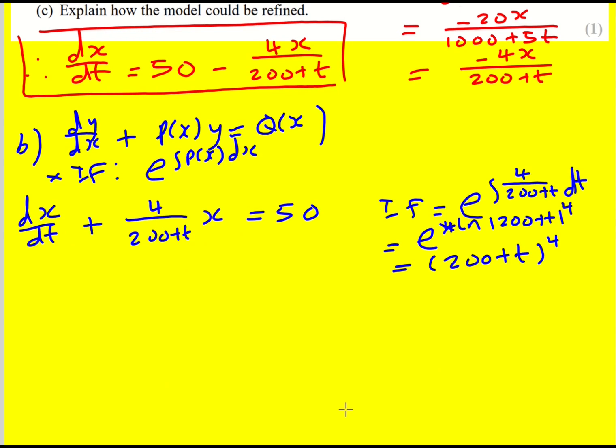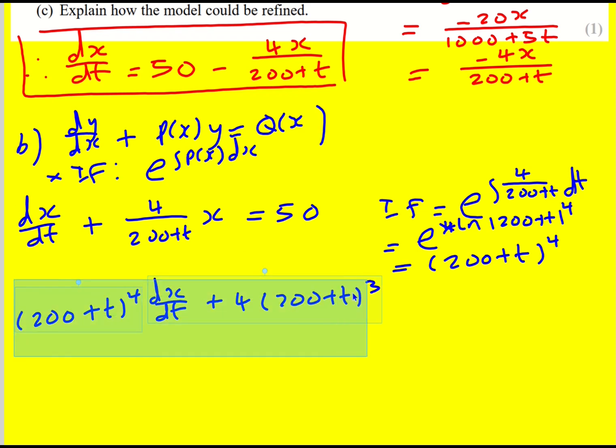And that is what I'm going to multiply through by. So this will give me 200 plus t to the 4, plus 4 dx by dt, pretty important, dx by dt plus 4, 200 plus t cubed, and then of course you must also multiply the 50 by that.